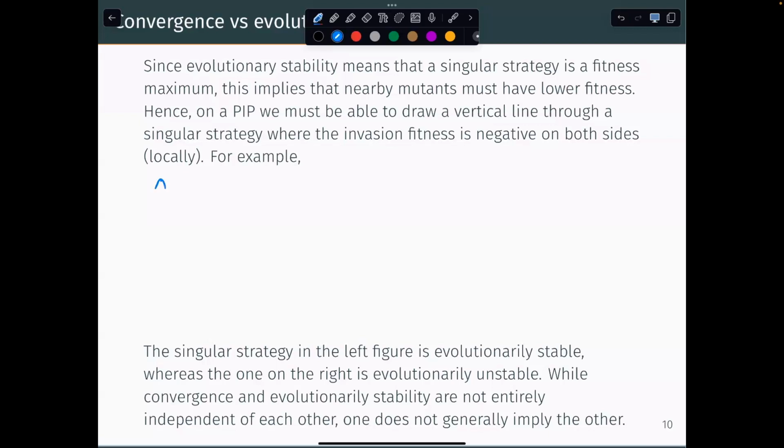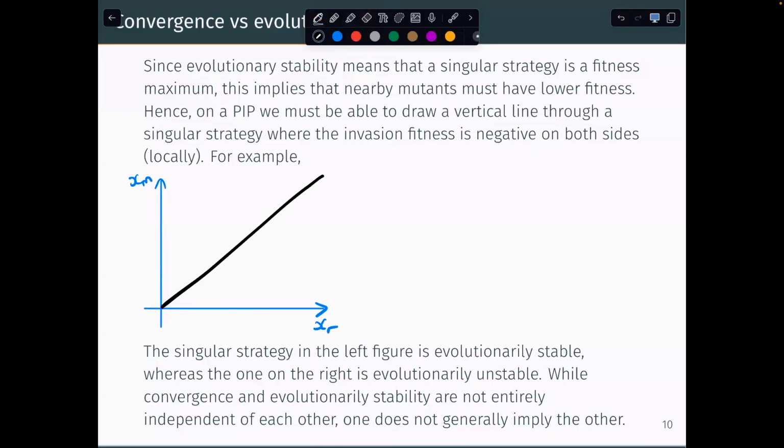Well, let me just sketch these out. Our pairwise invasion plots that we had before look like this. Our mutant, sorry, I've done that around the wrong way. Our mutant trait is on the vertical axis and our resident trait is on the horizontal axis. We always have this line going along the main diagonal, xm is equal to xr. I've written this on, but you don't have to write that on every time. I'm just putting that there so you know.